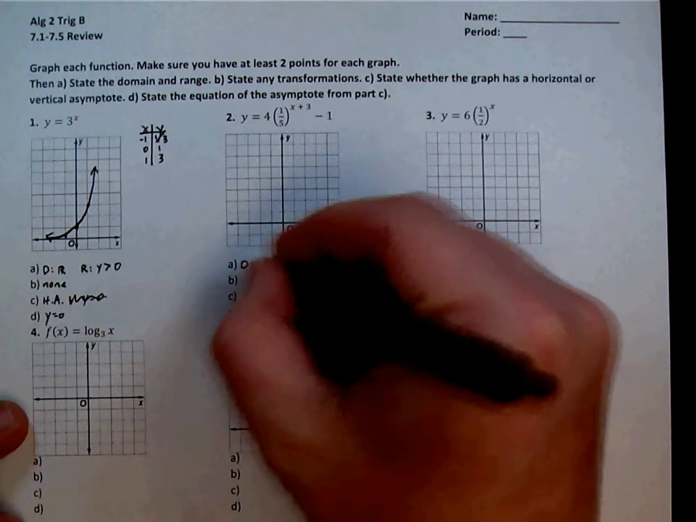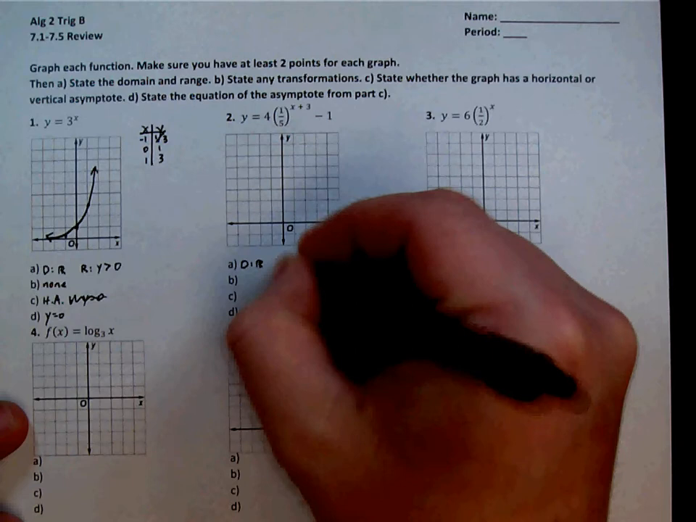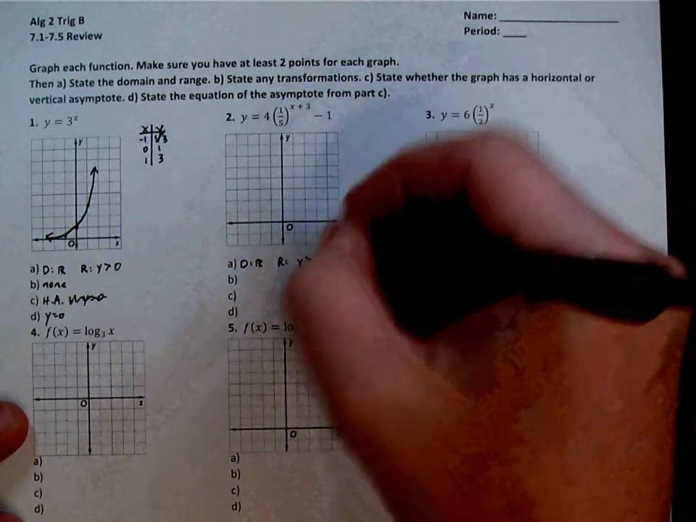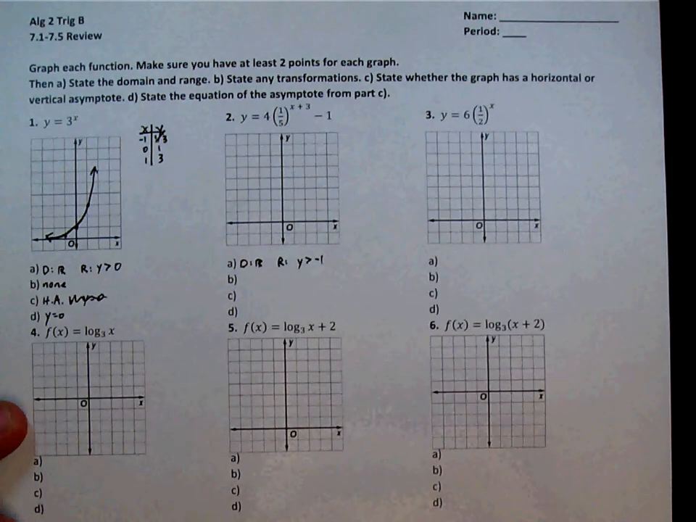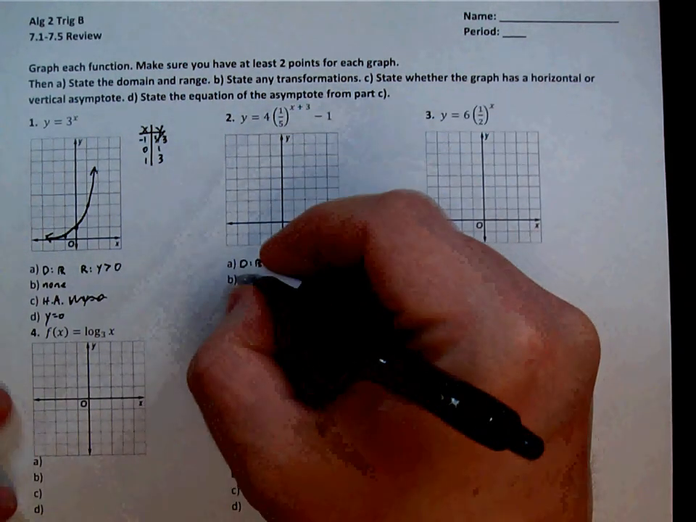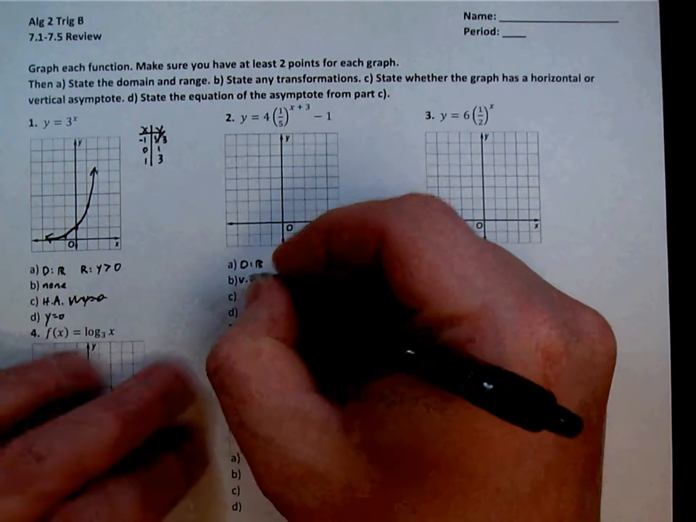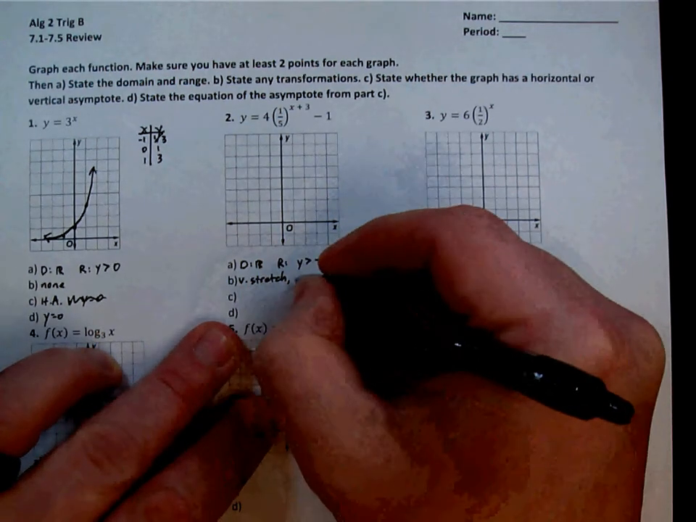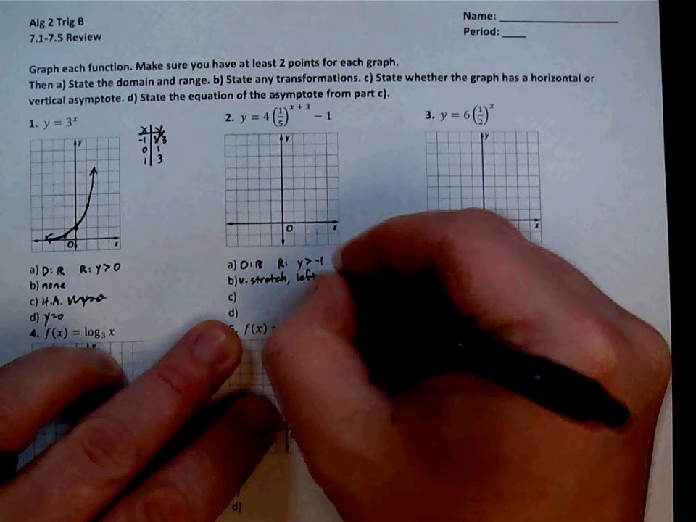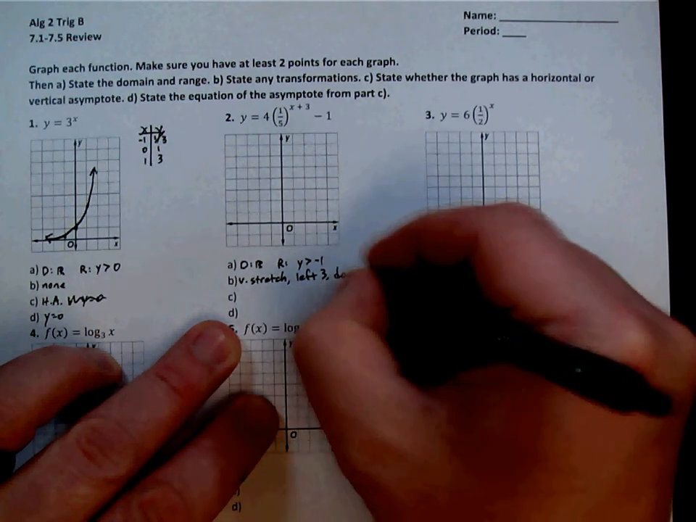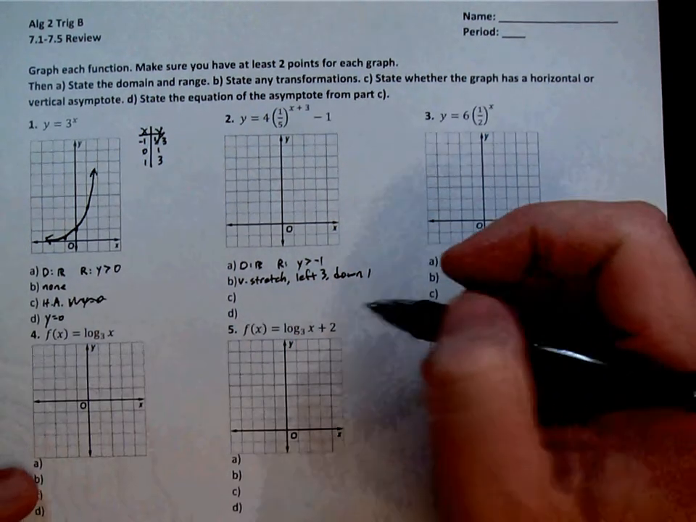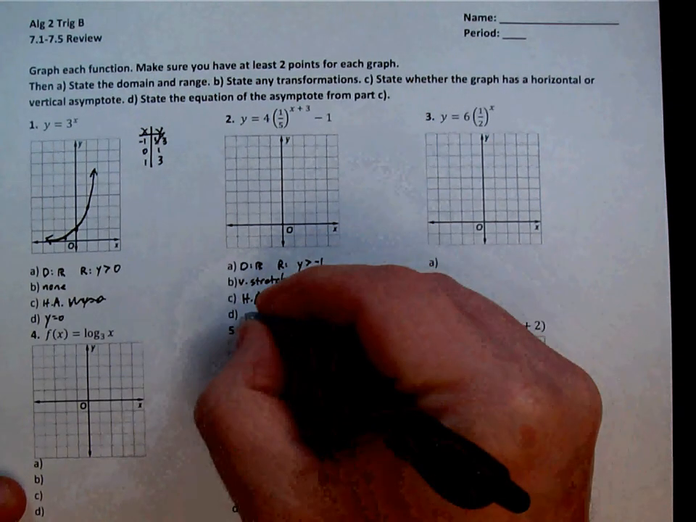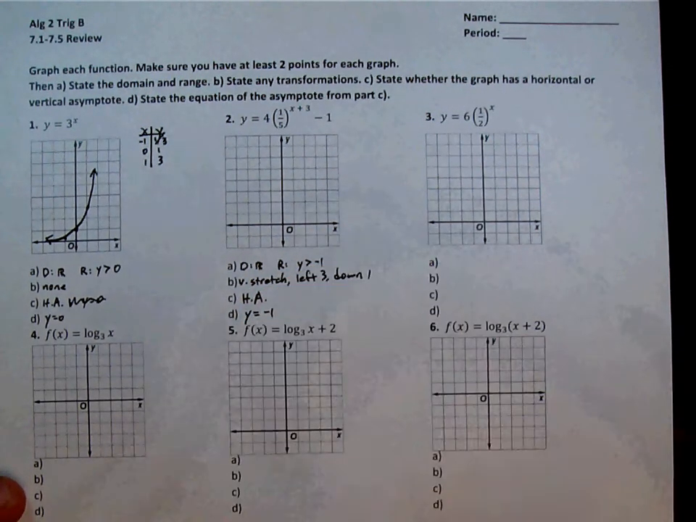Number 2, so all reals again. Our range, it's not flipped over, so it's going to be y is greater than. It got shifted down 1, so it's y is greater than negative 1. We had a vertical stretch because of that 4. It's going to go left 3, and it's going to go down 1. It's going to be a horizontal asymptote, and it's going to be y equals the k value of negative 1.